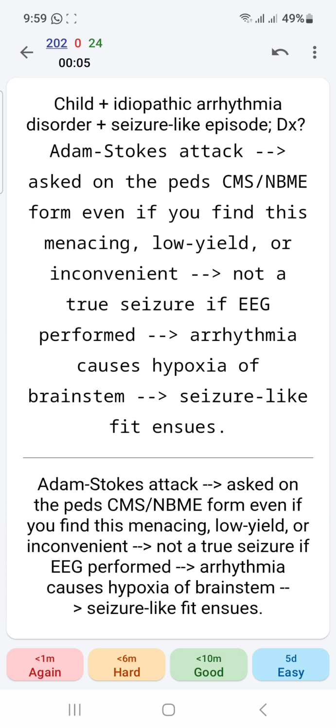Not a true seizure if EEG performed. Arrhythmia causes hypoxia of the brainstem. Seizure-like fit ensues.